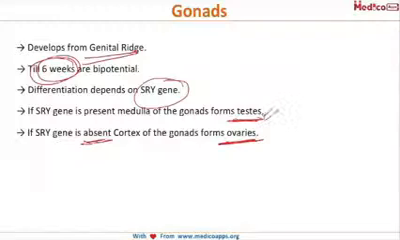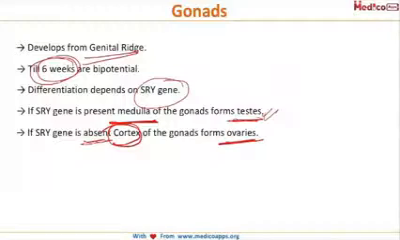And now, from where do these testes form? They form from the medulla of the gonads. And the ovaries, if they have to develop, they develop from the cortex of the gonads. Now, how do you remember this? Cortex is the outer tough part. So you remember it that the outer tough part forms the female. So the cortex forms the ovaries, and the medulla, the inner part, forms the testes.